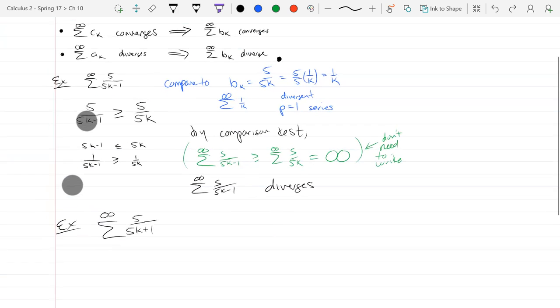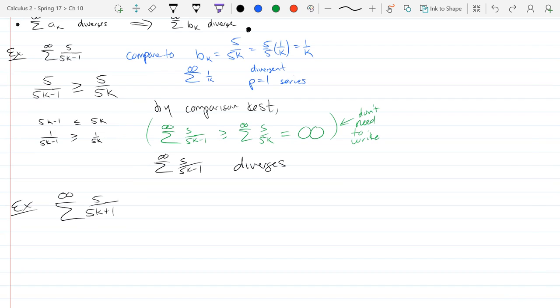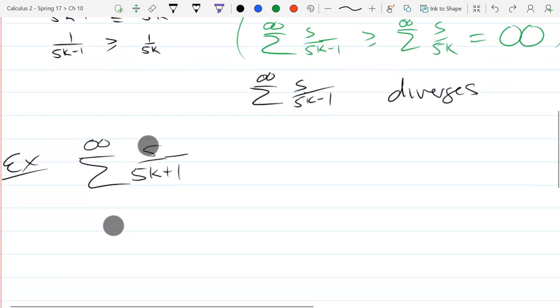when we compare to this divergent series, we're going to be less than a divergent series, which means you can't really say anything. So this particular one right here, the comparison test is not going to help us out. So I can't really use the comparison test on this one. If you are determined to use it, you can, but you need to get a little bit more clever.